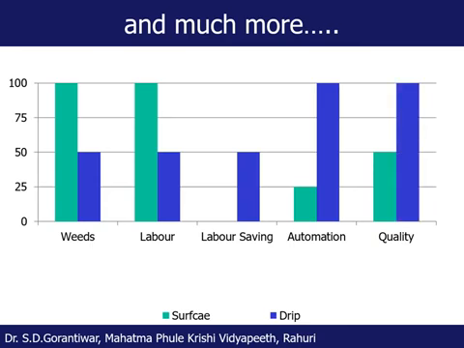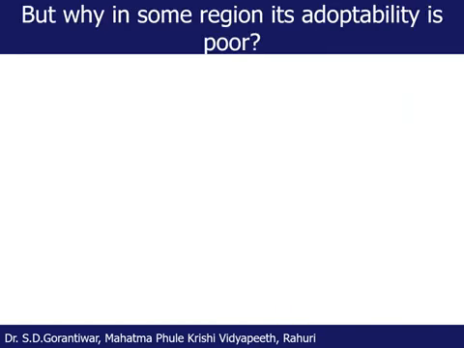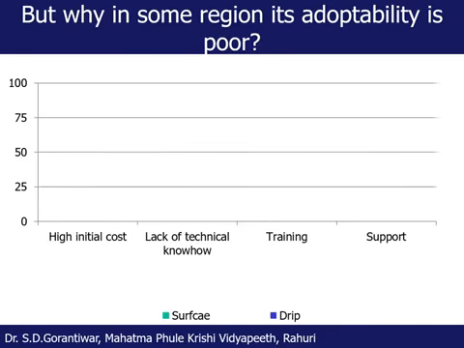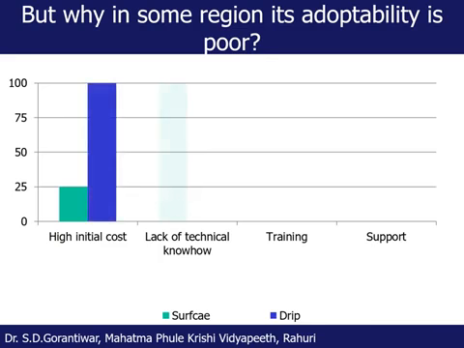So, less weed infestation, less labor, more automation and enhanced quality of the yield produced with the help of micro irrigation. But why in some regions is its adaptability still poor? This is because of high initial cost, lack of technical know-how, training and support. If we need to invest 25 units on surface irrigation method, for drip we have to invest 100 units.